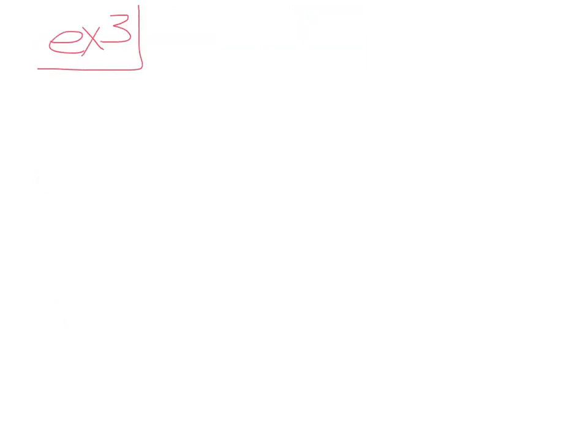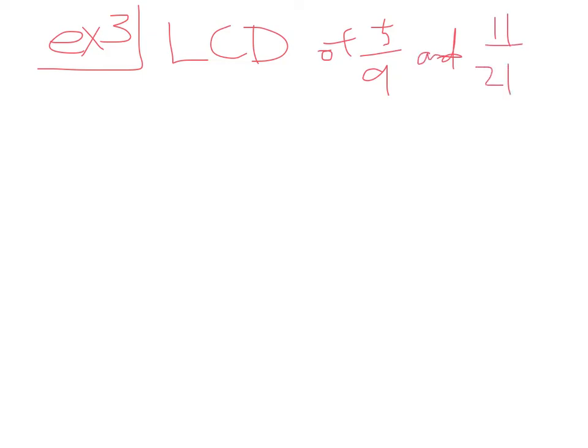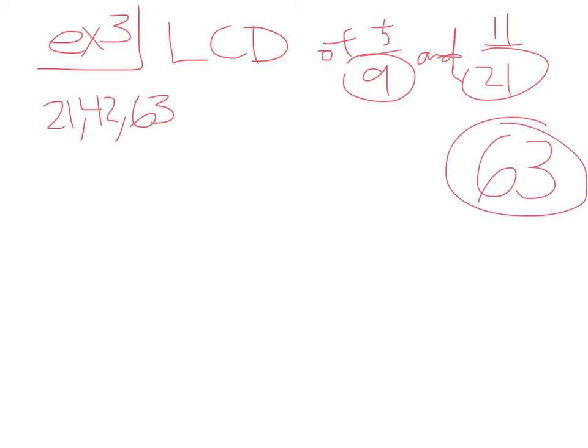Here's example 3. Example 3 says find the LCD, least common denominator, of 5/9 and 11/21. So basically, least common multiple, least common denominator. We're trying to figure out what 9 and 21 both go into. You can write those out. I'm just thinking of 21. If you wrote out 21, it would go into 63, and then I know that 9 actually goes into 63 7 times. So I know my answer will be 63.